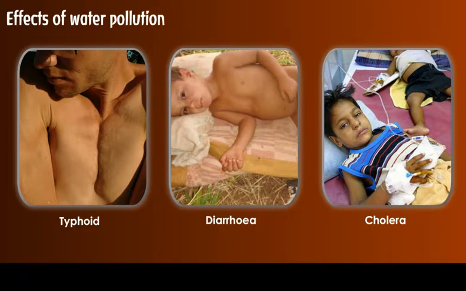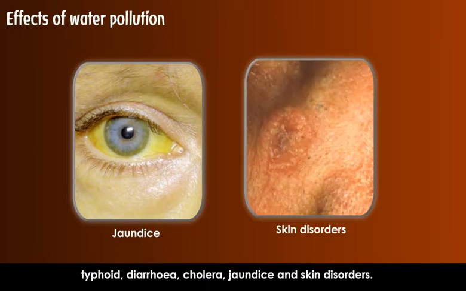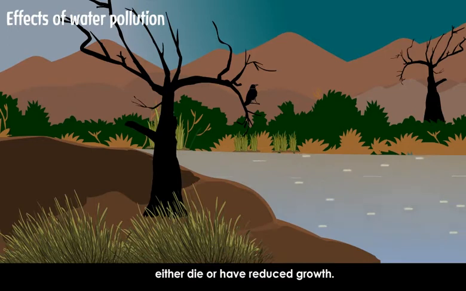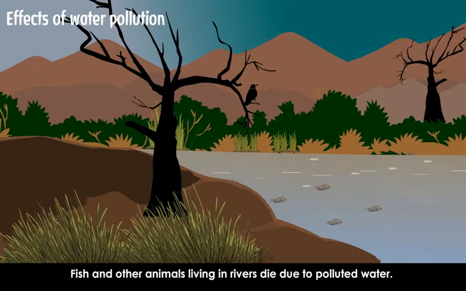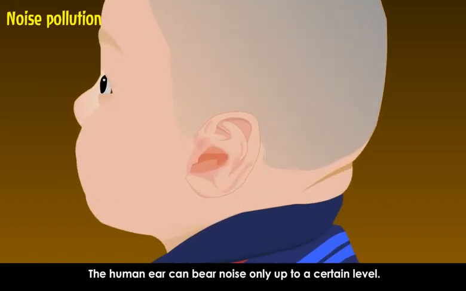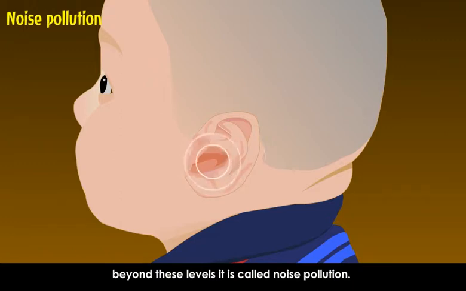Effects of water pollution. Polluted water leads to diseases like typhoid, diarrhea, cholera, jaundice and skin disorders. Plants living in or near polluted water either die or have reduced growth. Fish and other animals living in rivers die due to polluted water. Noise pollution. The human ear can bear noise only up to a certain level. When the level of noise increases beyond these levels, it is called noise pollution.